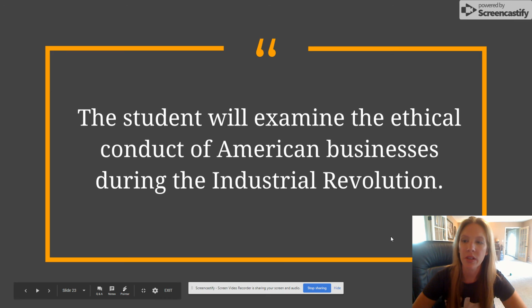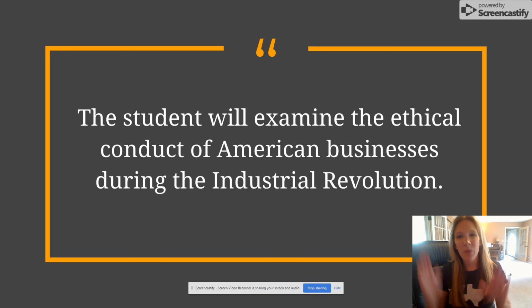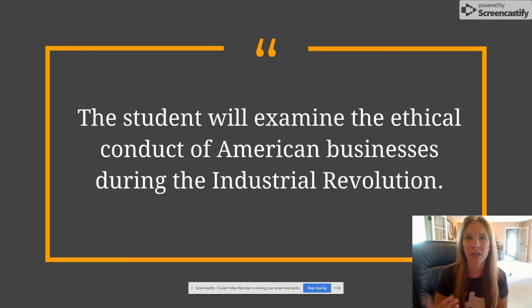And this last one, the student will examine the ethical conduct of American businesses during the Industrial Revolution. So it's actually pretty good. What I would want you to do, so examine the ethical conduct. Again, that's kind of a gray one for me. How are they going to examine that? Are they going to give you something written? Examine usually is at the analyze level, so you want them to analyze the ethical conduct. That one I would just like to firm up a little bit so I have some idea of how you want them to examine it. American businesses during the Industrial Revolution, is there a certain type of business that you're looking for, like manufacturing or something else? So maybe a little bit more specific, and maybe a little bit more specific on the verb.